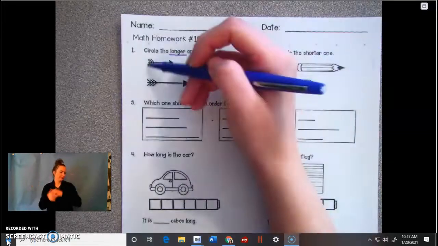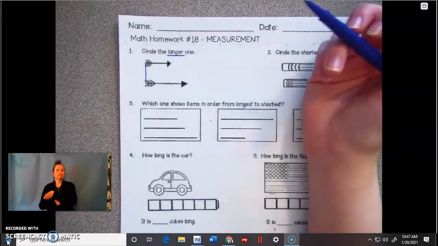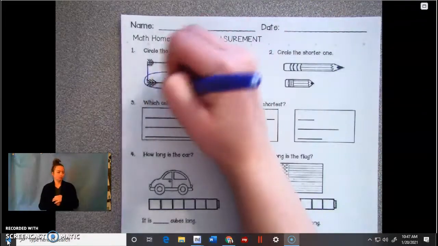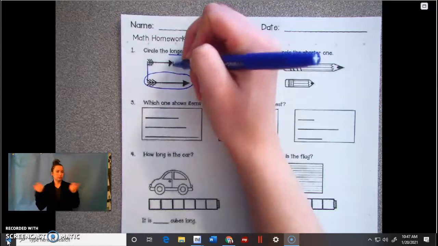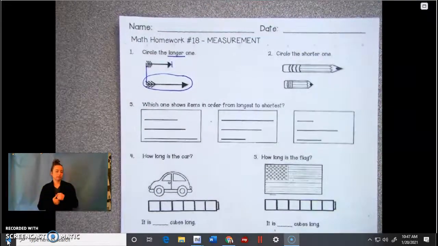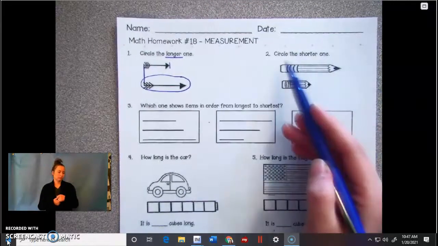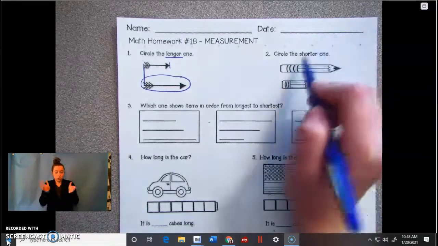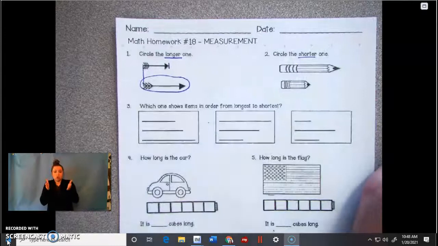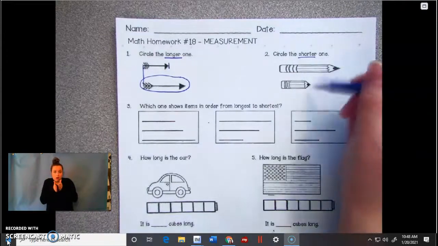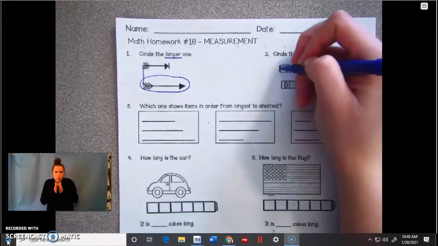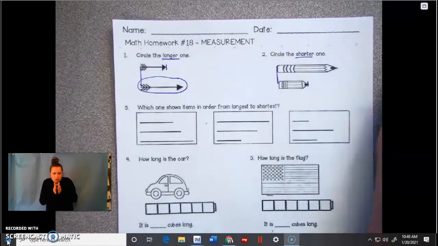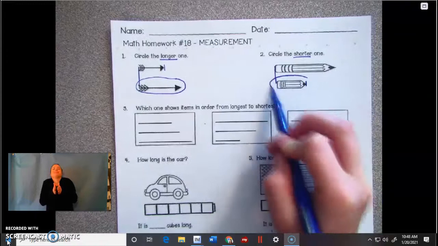Let's make sure they're lined up. They're both lined up at one end, so we're good to see. This one is longer. It keeps going. This one stops. All right, our instructions change for number 2. It says to circle the shorter one. Which one of these stops? They're lined up. This one stops, so he is shorter.